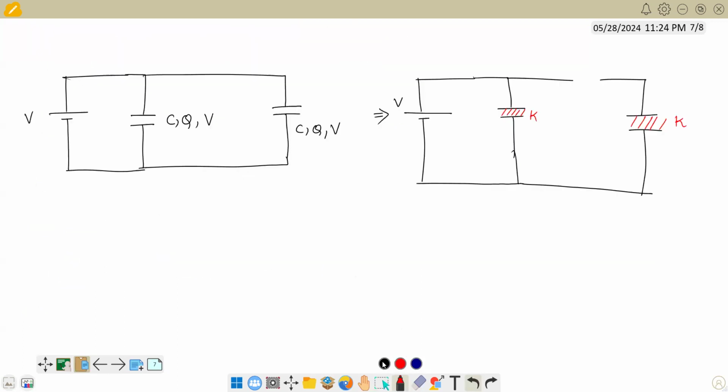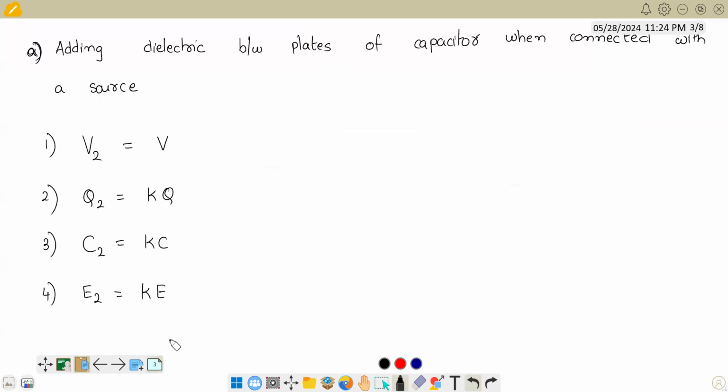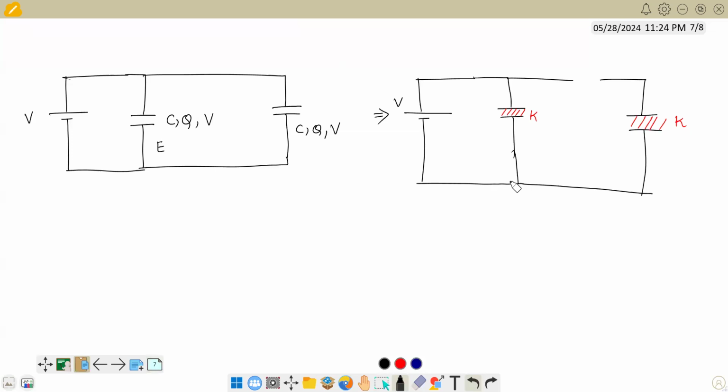This is interesting. Why? Because whatever concepts we have discussed, connected to the source and not connected to the source, both of them are happening here. If originally the energy is E, what would be the new energy here? This is connected to the source. We have seen it in the formula. When connected to the source, we get the energy equals K times E. So we can use the formula here. This energy, E1, would become K times E.